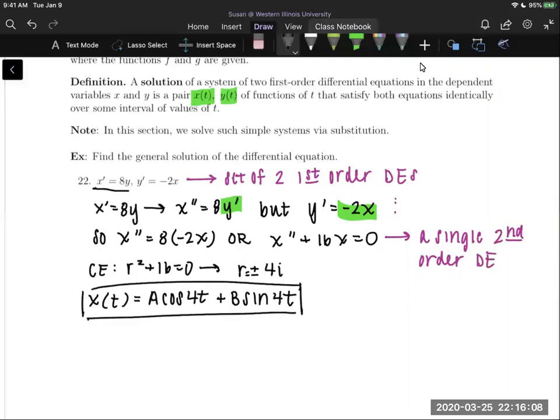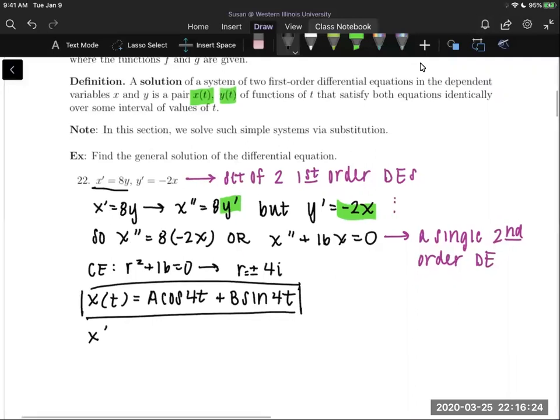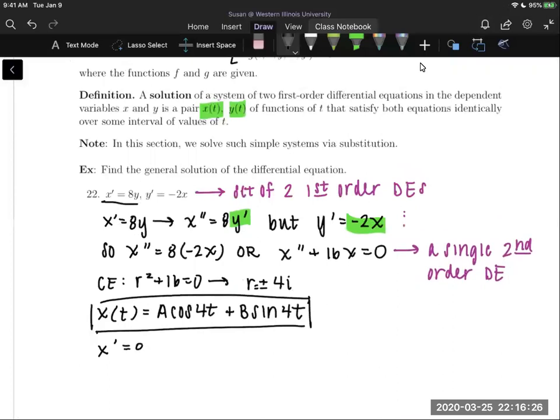But remember, we're not just solving a single DE, we're solving a system. So we need an x of t and a y of t, and together as a pair, that serves as the general solution of the system. So now what I'm going to do is look back at that original DE that I started with, x prime equals 8y.